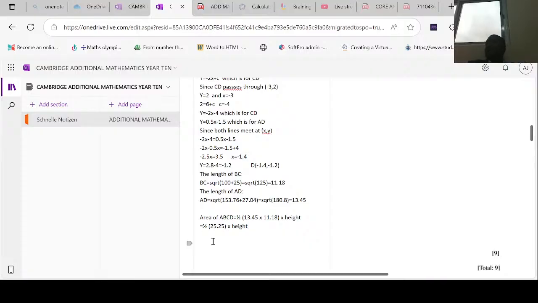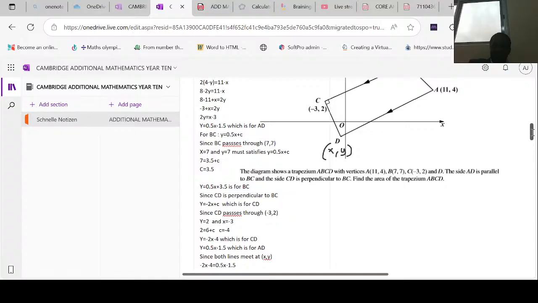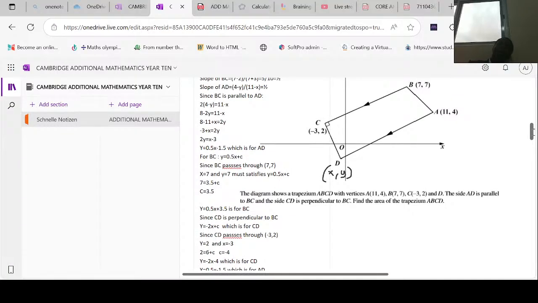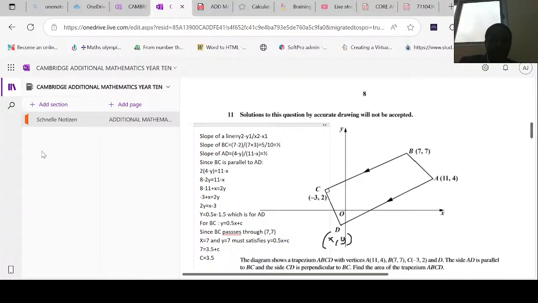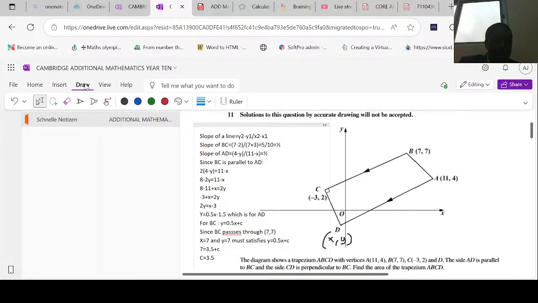So how do we get the height? The height is actually, so let's go back to the diagram. Hope you are paying attention. So the height is a perpendicular line. So let me just see if I can insert something to make it clear. I want to draw something here. So the height is this line. Look at it. Just draw a straight line. You get it?